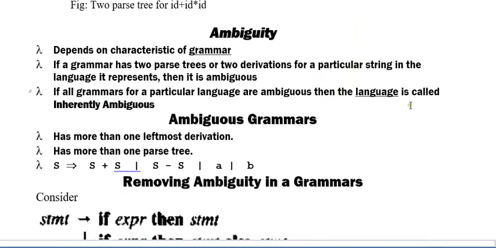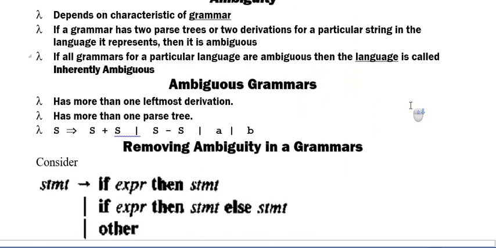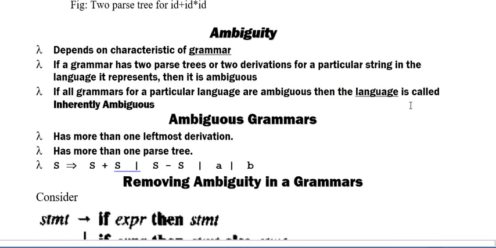Now here are some points on ambiguous grammar. We already know about ambiguous grammars. You can have a snap of this screen to read and study further details.